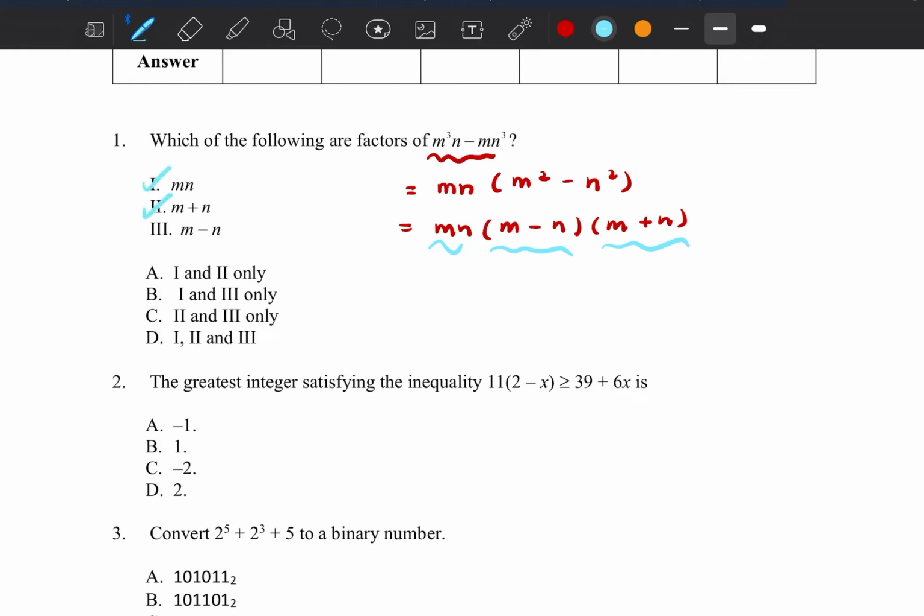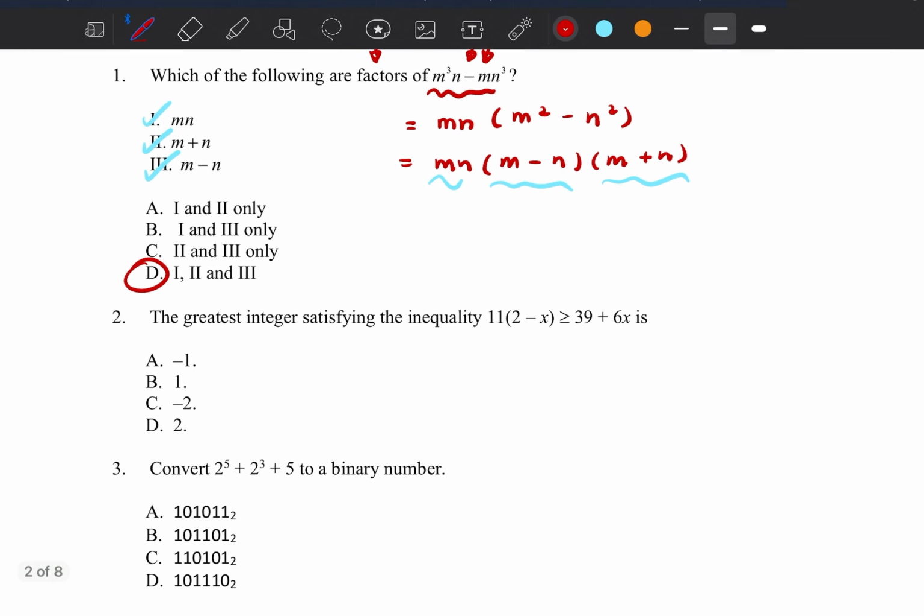So therefore these are all factors. Let's look at it. You got this one, this one, and this one. So all of these are your factors, therefore the answer is D. Whenever you see questions asking which of the following are factors or are not, all you have to do is factorize this here.